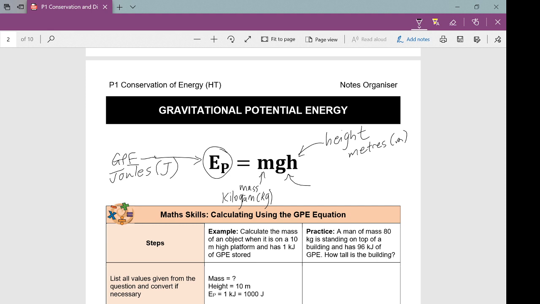So what G stands for is something we call the gravitational field strength, meaning how strong is the gravity on this planet. On Earth, it's 9.81.